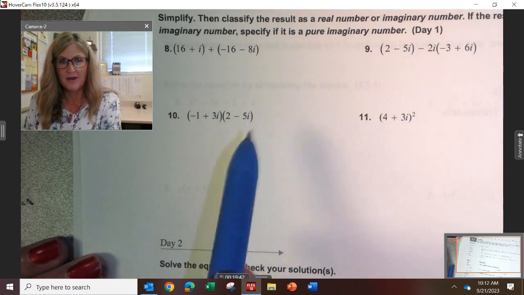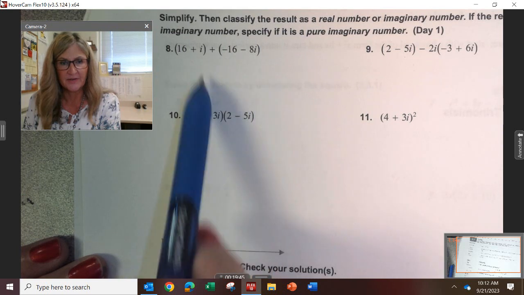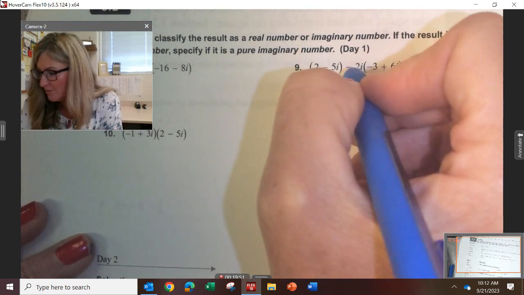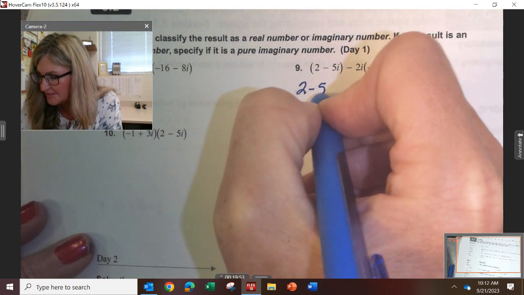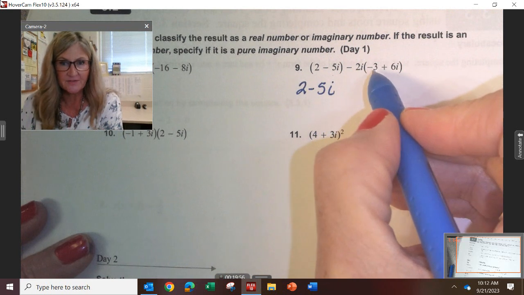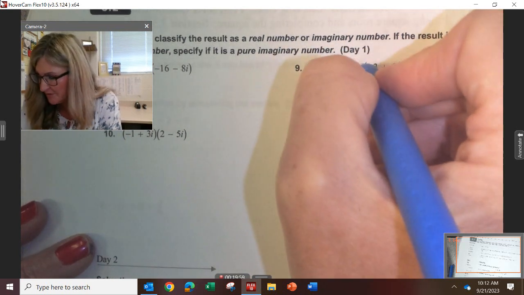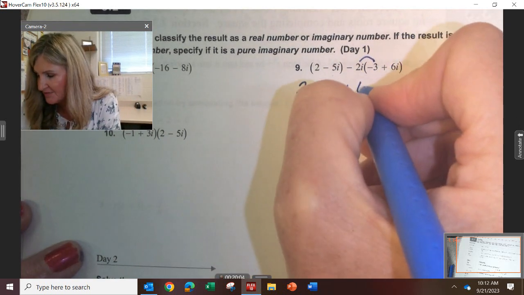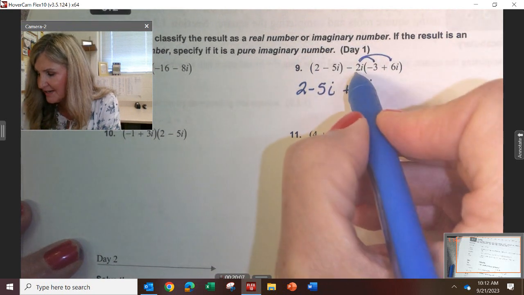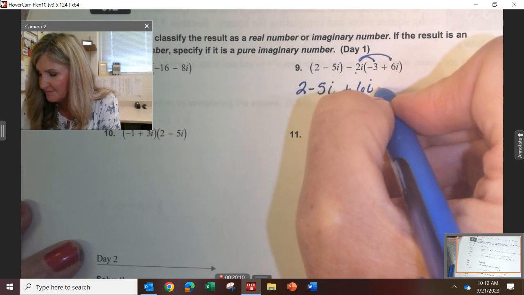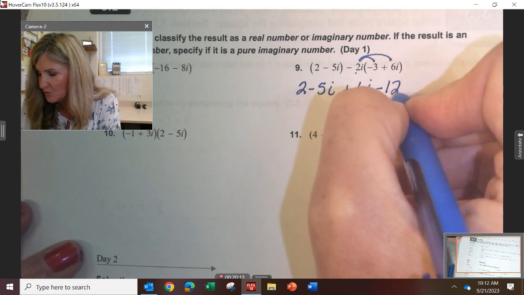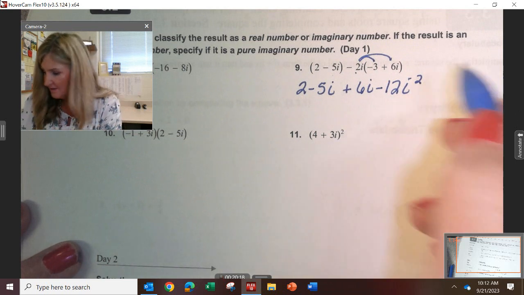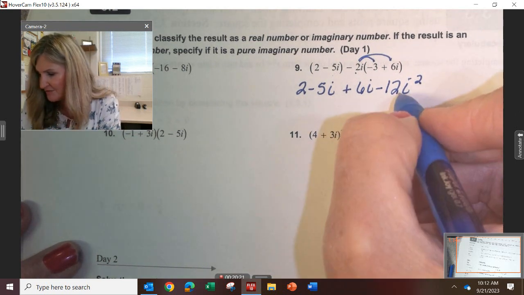And the one I want to do together, I think this one's easy. We don't need to do it. I want to show you number 9. On number 9, we want to just rewrite this first parenthesis. What am I going to do with the negative 2? Distribute it. So if I have negative 2i times negative 3, that's going to be positive 6i. What is negative 2i times positive 6i? Negative 12i squared. Am I allowed to leave an i squared, an i cubed, an i anything? No. So therefore, I'm going to have to simplify that.